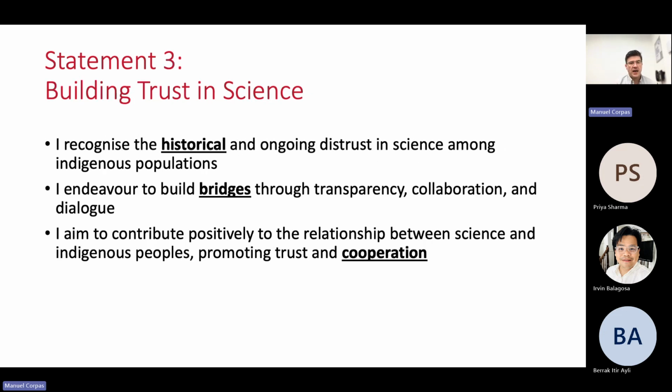I also recognize that the historical and ongoing distrust in science among indigenous populations continues. And I cannot take for granted that me being a scientist, or us being scientists, are necessarily going to be trusted. So we need to earn the trust of peoples. Therefore, the way to do that is by building bridges through transparency, collaboration, and dialogue. And so I aim to contribute positively to the relationship between science and indigenous peoples, promoting trust and cooperation.